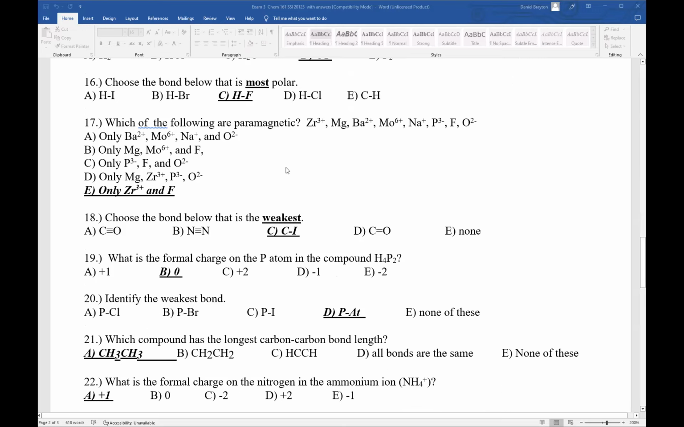17, which of the following are paramagnetic? So this was finding their positions on the periodic table. Manganese has no charge, so you don't have to add or subtract anything away. And it's 4s2, and so it's 2 electrons. 2 are always going to be paired unless there are 2 orbitals, but it's s orbitals. There's only 1. Barium's below magnesium, but those 2 electrons are gone. Molybdenum has s and d electrons, but they're all gone. Sodium only has a 3s electron, but again, it's gone.